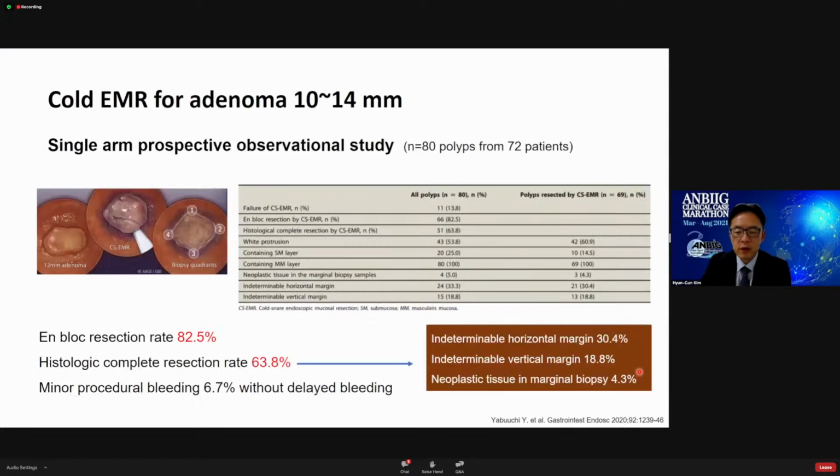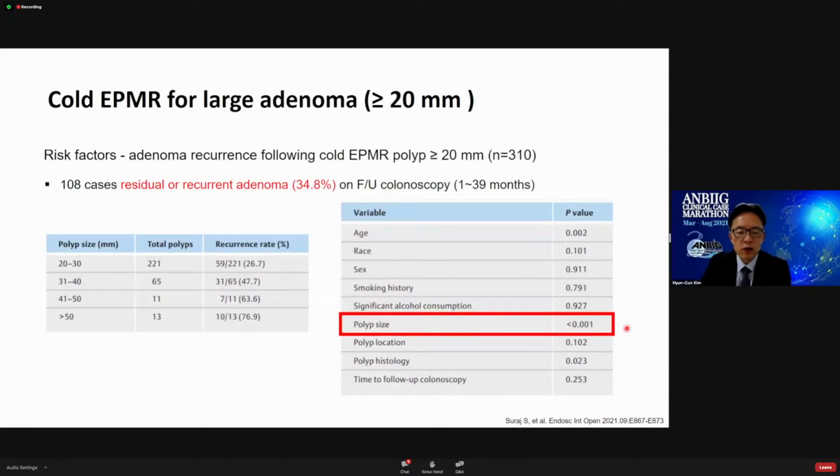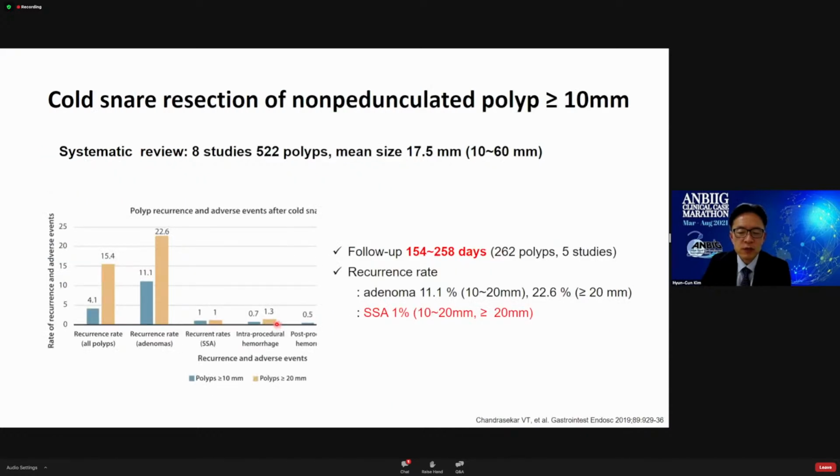In the removal of large adenomas, piecemeal cold EMR showed a high recurrence rate, and the recurrence rate increased significantly as the polyp size increased. In addition, a recent systematic review showed the recurrence rate of cold snare resection as 11% in the removal of 10 to 20 millimeter adenomas, and over 20% for adenomas larger than 2 cm. However, the recurrence rate was only 1% in removing large sessile serrated adenomas.